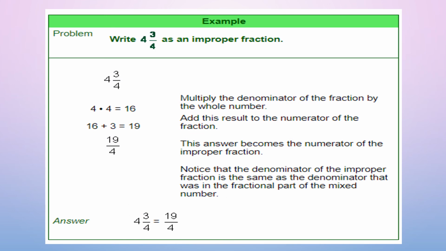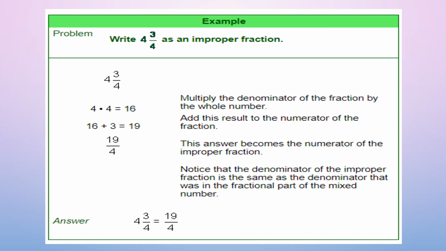Let's understand this conversion. Write mixed number 4 3 upon 4 as an improper fraction. Step 1. Multiply the denominator of the fraction by the whole number. Denominator is 4 and the whole number is again 4. 4 into 4 is equal to 16. Add this result to the numerator of the fraction is the step 2. So here the numerator is 3. 16 plus 3 is equal to 19.